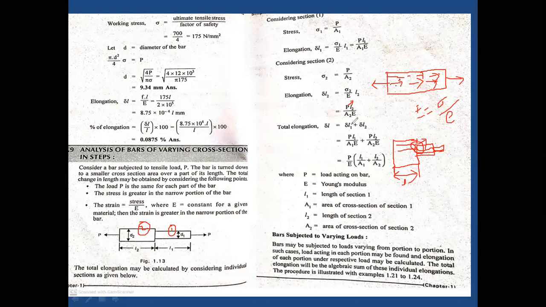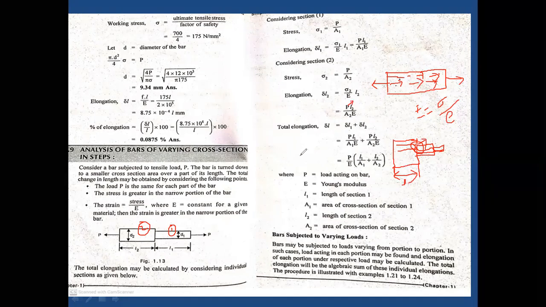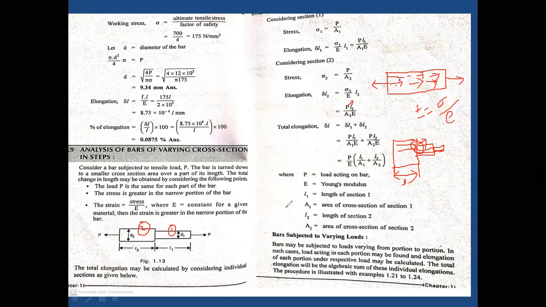Total elongation will be the elongation in the first portion plus the elongation in the second portion, delta L1 plus delta L2. So total elongation is the summation of individual elongations: PL1 by A1E plus PL2 by A2E. Taking P by E common, we get L1 by A1 plus L2 by A2. So these are the parameters.